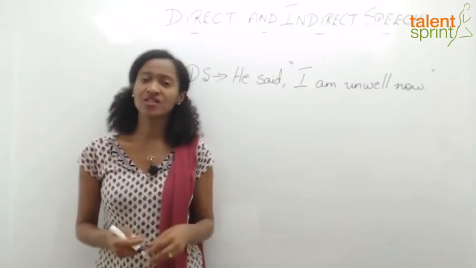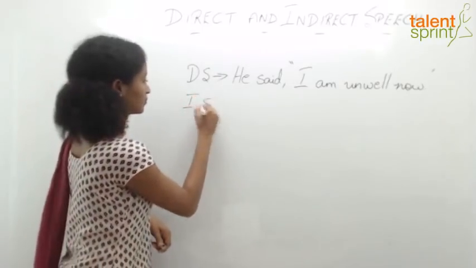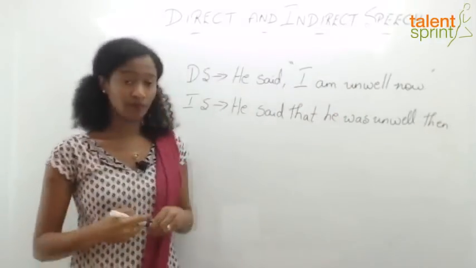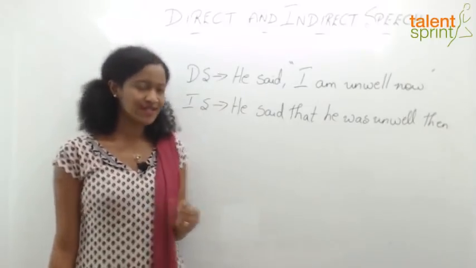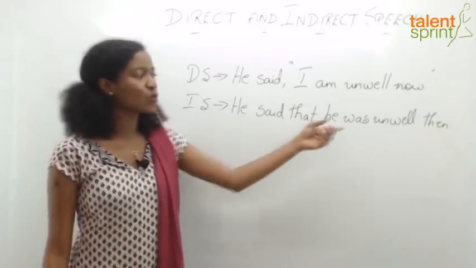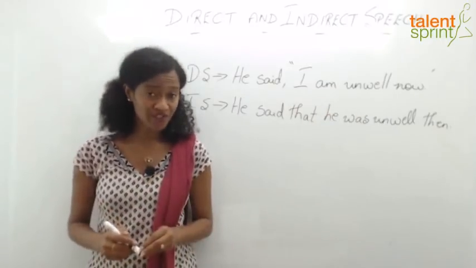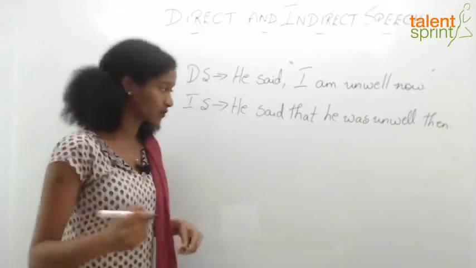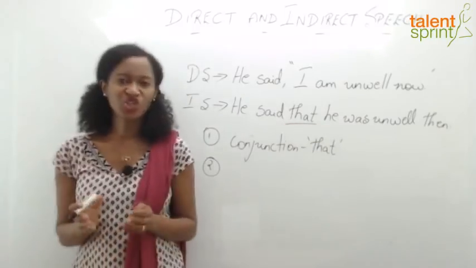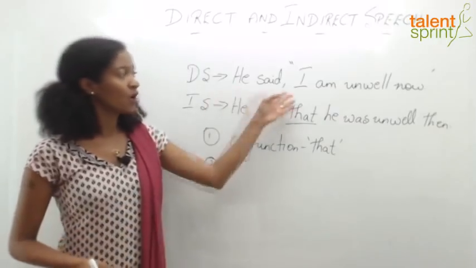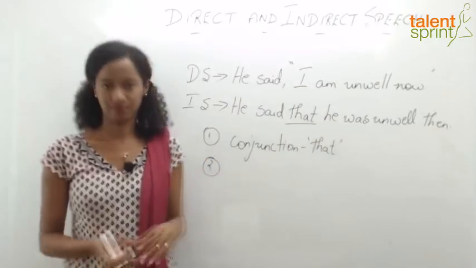Now let's change this to an indirect speech. So having made the changes, let's read the indirect speech sentence. He said that he was unwell then. Now let's look at those obvious changes. Obvious change number 1, the introduction of the conjunction that. Obvious change number 2, the pronoun I in the direct speech is changed to he.